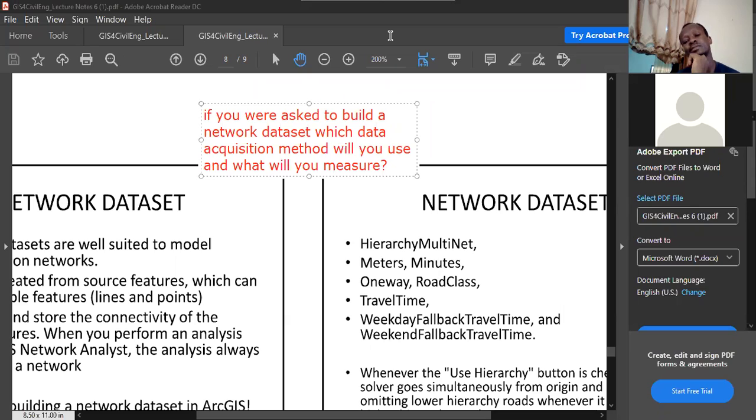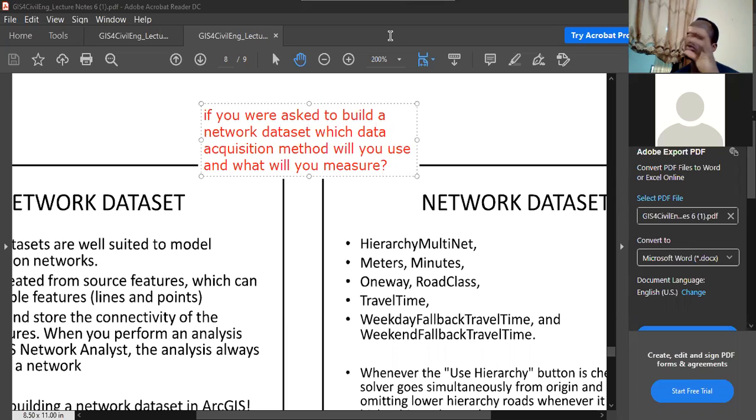Yeah, hello. So I think I'll prefer the vector model. No, so the vector model is not a data acquisition method. The data acquisition methods are surveying, GPS, remote sensing, photogrammetry. So you need to look at the notes very well, the way I've given it to you.